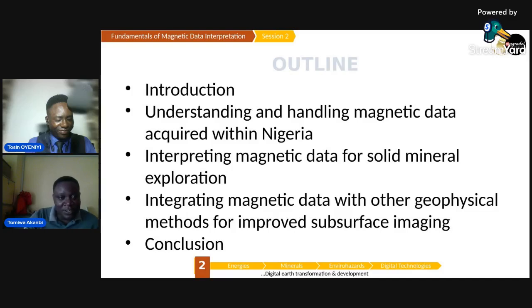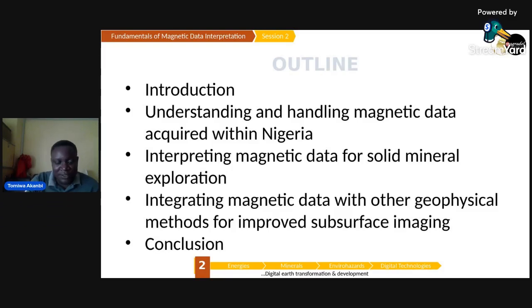Because it's not every mineralization that you're looking for that requires magnetic data interpretation. For some, magnetic data is not useful at all. So we need to understand the factors that we need to consider in choosing the methods that will be optimized for whatever mineralization that we are trying to explore.